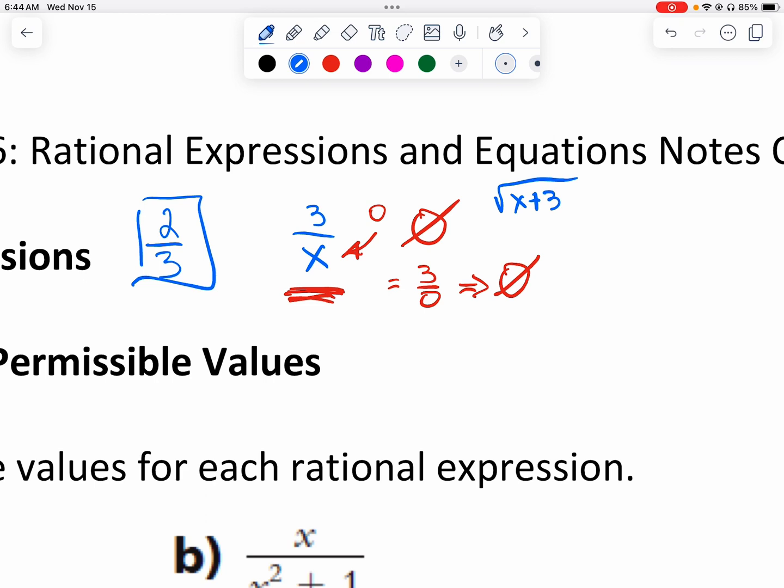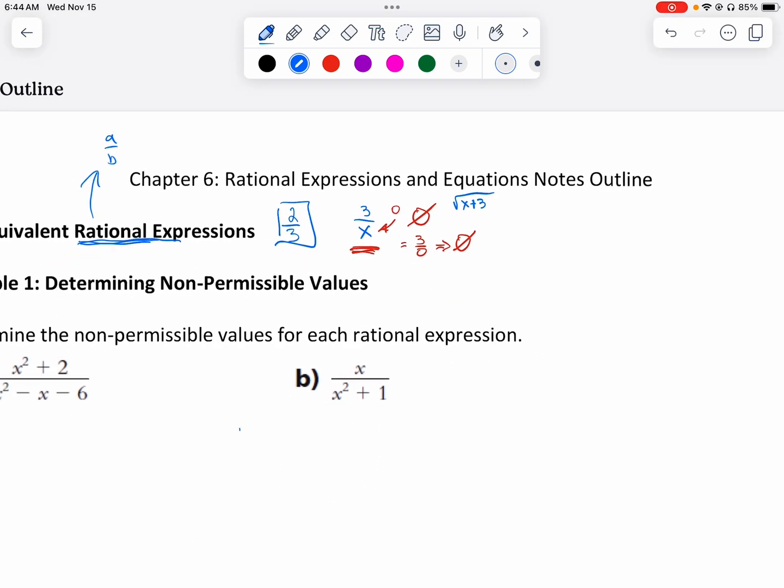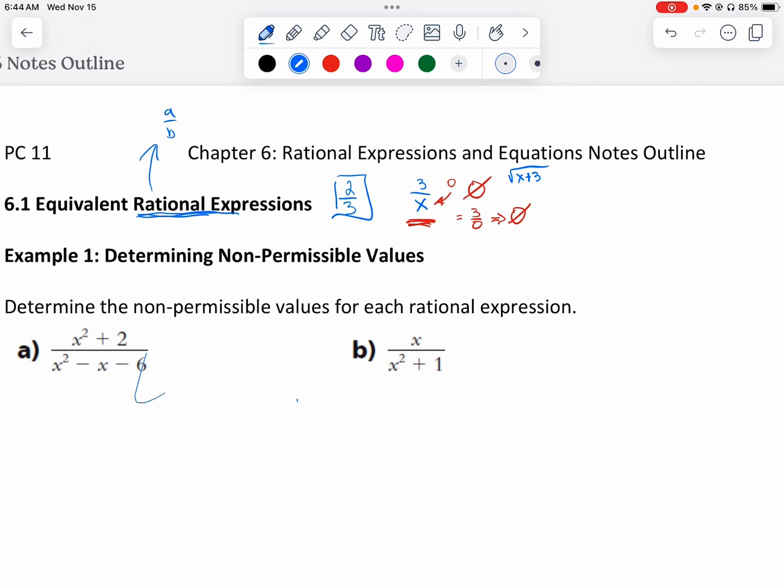Okay, so we cannot have our denominator equal to 0. That's what determining these non-permissible values is. What makes these expressions undefined? Okay, so that's what we're going to have a look at today. That's just the first step.